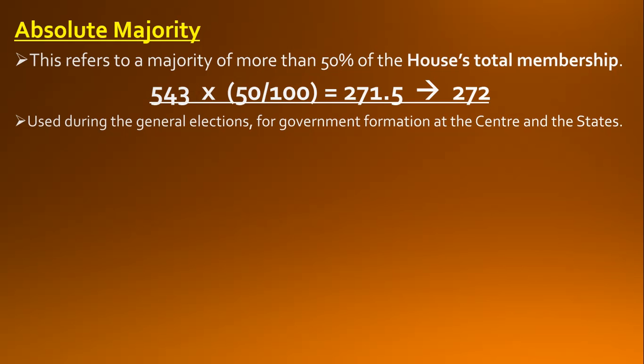Now, in order to explain this, I will give you an example. Okay. Now, friends, here the highlighted words are the House's total membership. We all know that the total membership of Lok Sabha is 543, which means there are a maximum of 543 members in Lok Sabha. Now, what is 50% of 543? How to calculate it? 543 multiplied by 50 divided by 100. When you do the calculation, the number will come to 271.5.